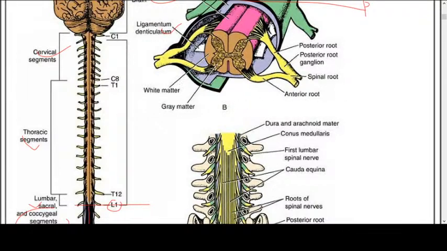So it also consists of white matter and gray matter. As we all know, this is the white matter, and this gray structure is the gray matter. White matter is white because it consists of myelin sheath, and gray matter is gray because it consists of the cell bodies of neurons.